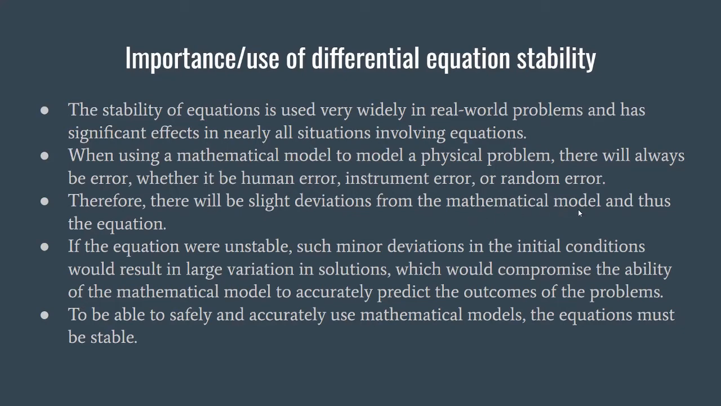The initial conditions will always be different, and thus if the equation were unstable, such minor deviations in the initial conditions would result in large variations in solutions, which will compromise the ability of the mathematical model to accurately predict the outcomes of the problems. Therefore, you basically won't be able to use the mathematical model because it wouldn't be reliable. Small errors would greatly affect the result, which, depending on the situation, say you're building a bridge, could put a lot of people in danger. So to be able to safely and accurately use mathematical models, the equations must be stable. That's why knowing the stability of an equation is very important.